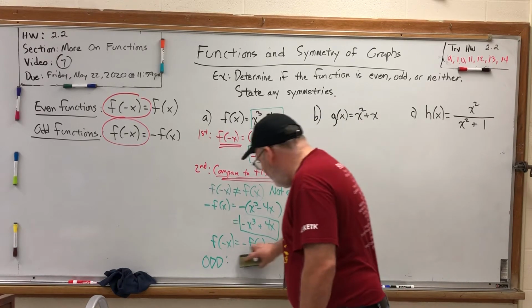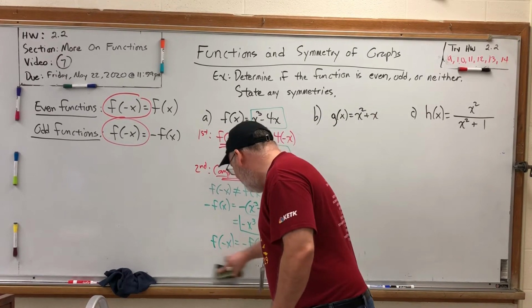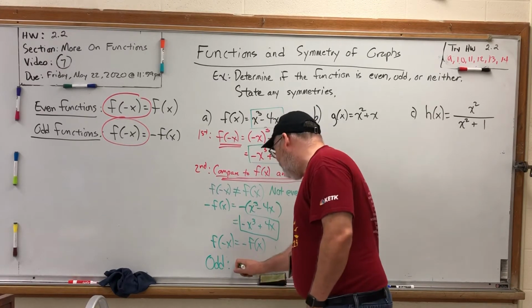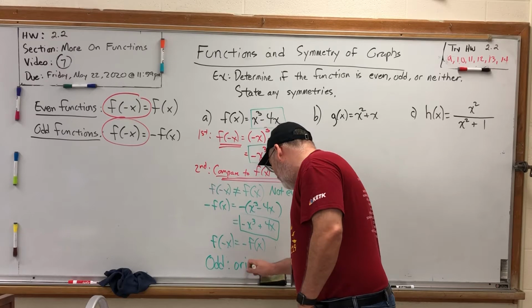That's dd. Looks like a bunch of O's. Let's try lowercase d's. The first function is odd. And as a consequence, that means that the graph has origin symmetry.